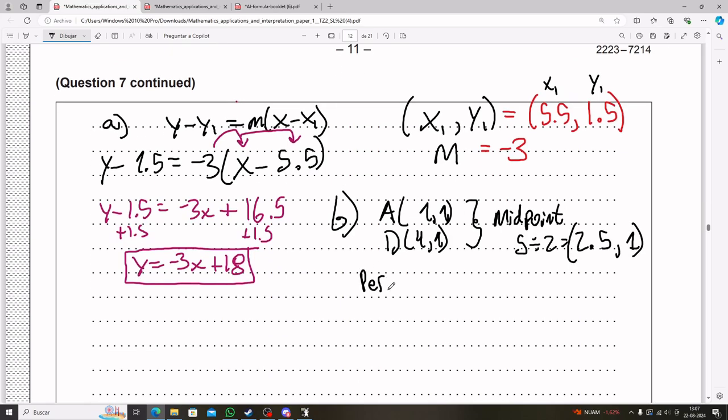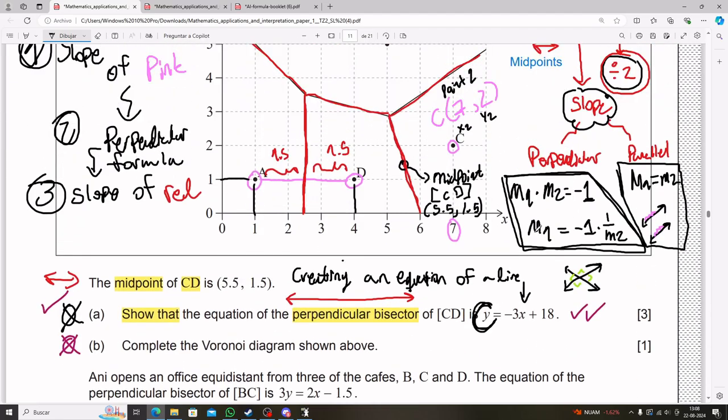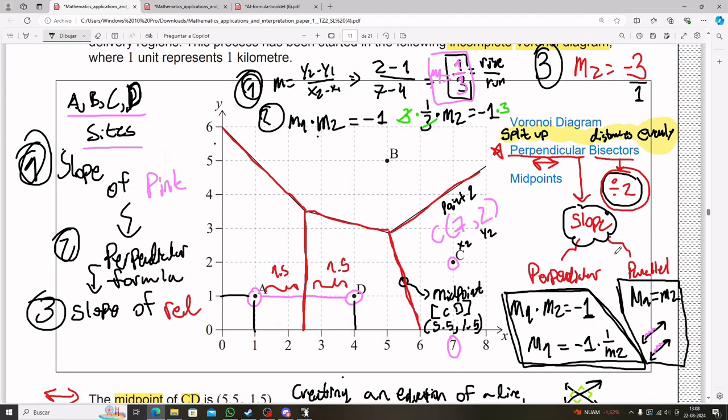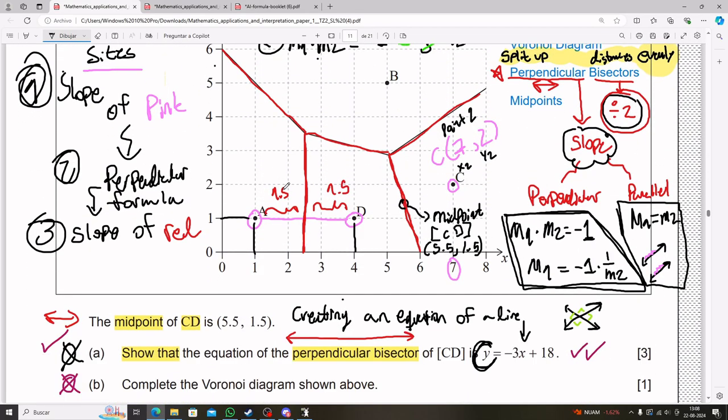And perfectly vertical, right? You can do the rigorous approach, which is doing all this stuff over here. You're going to reach the same conclusion, you guys. The equation of your perpendicular bisector ends up being x equals 2.5. This is the equation of your perpendicular bisector.